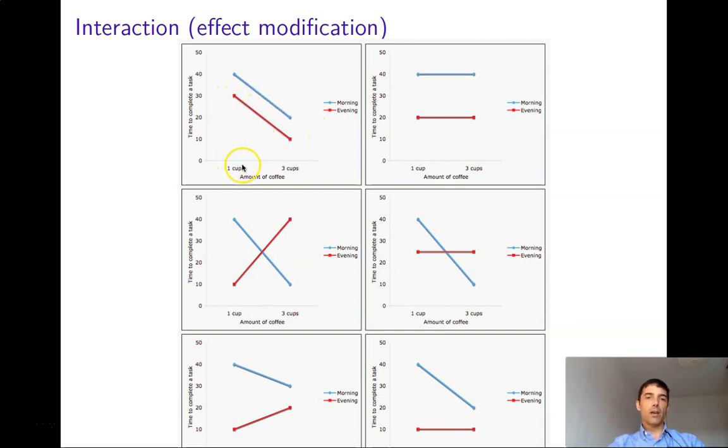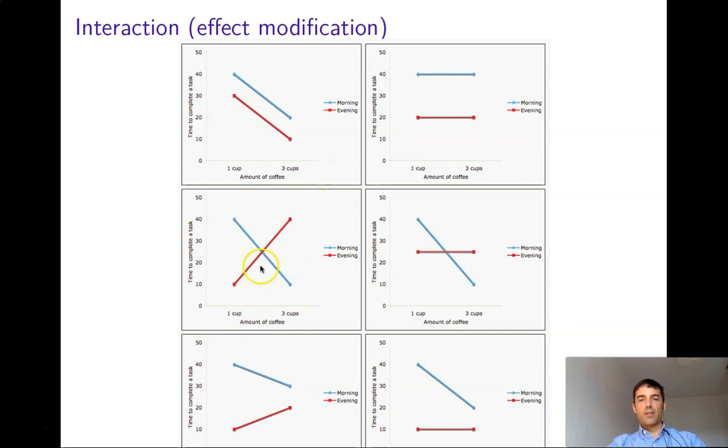Or put another way, the effect of time of day is the same at 1 cup or 3 cups of coffee. I'm not sure if I said the same thing twice there, but either way, there's no interaction here between time of day and amount of coffee. Same in the second plot. Here, coffee has no effect, but time of day, morning or evening does, and that effect of the time of day is the same, regardless of the amount of coffee.